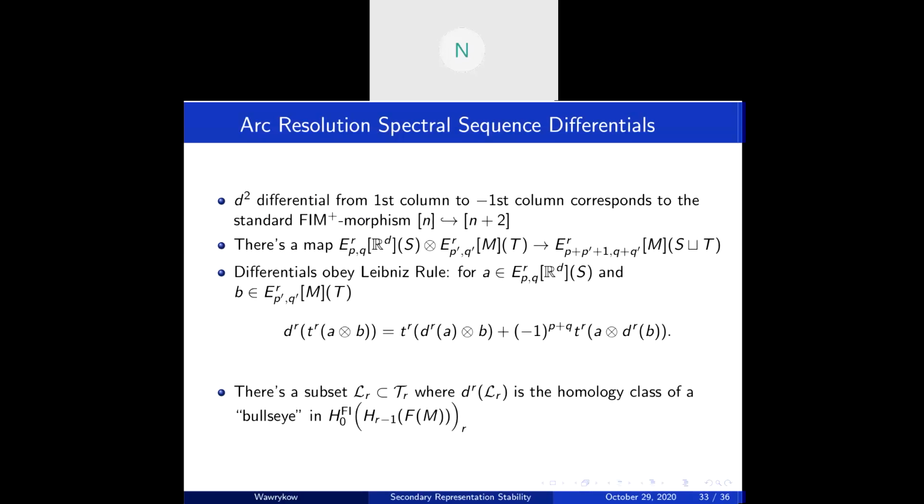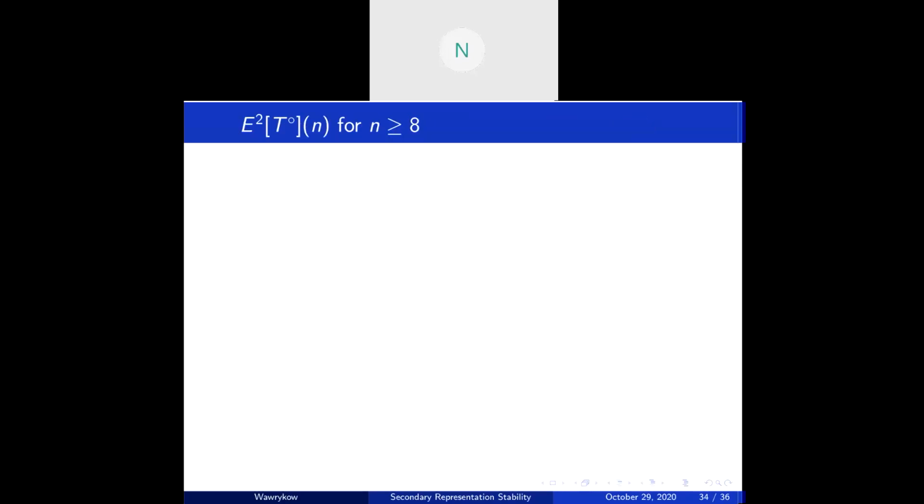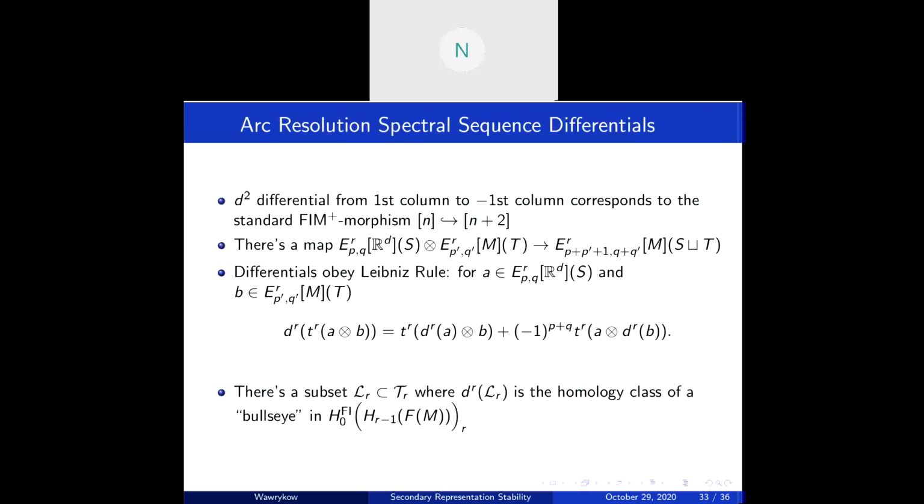And finally, and this is something I used quite a bit, there's some subset in those top homology groups, called L of R, such that the image of L of R under dr is the homology of this bullseye in these minimal generators. So what is this bullseye? You fix one point, you have the second point orbit it, you have the third point orbit those two, the fourth point orbit those two, and so on and so forth.